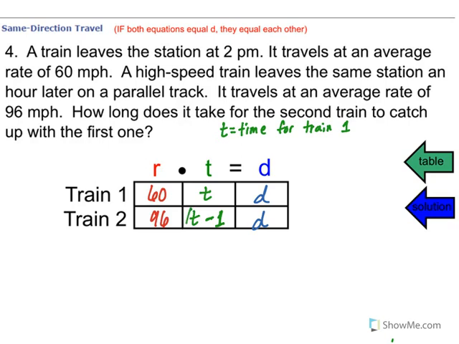Once I have this information, I can begin to write my two equations. So my first equation is going to be 60 times t, so r times t, and that's going to be equal to the distance. My second equation is going to be 96 times t minus 1, so times what's in this column, is equal to d. And so there are my two equations that I can set up and solve in order to answer the question.